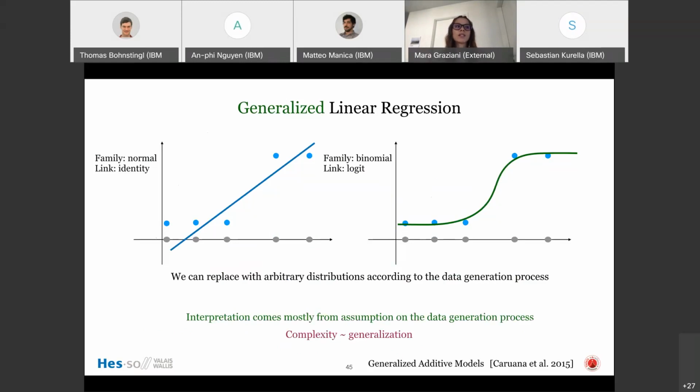Just keep in mind that the more you try to generalize to complex data generation processes and adding feature interactions that are nonlinear, then less we can actually interpret about what is going on. So there is this kind of three-sided trade-off between model complexity, model performance, and interpretability to keep in mind.